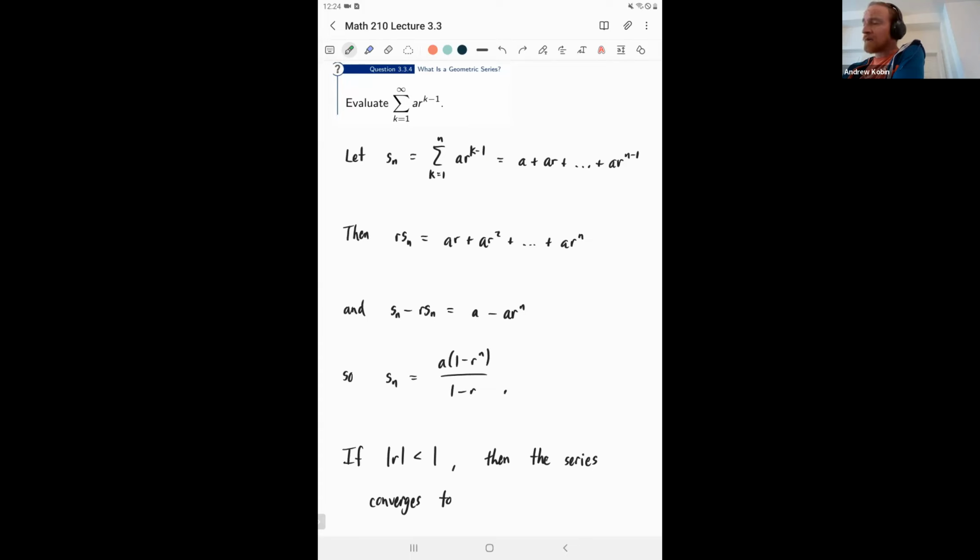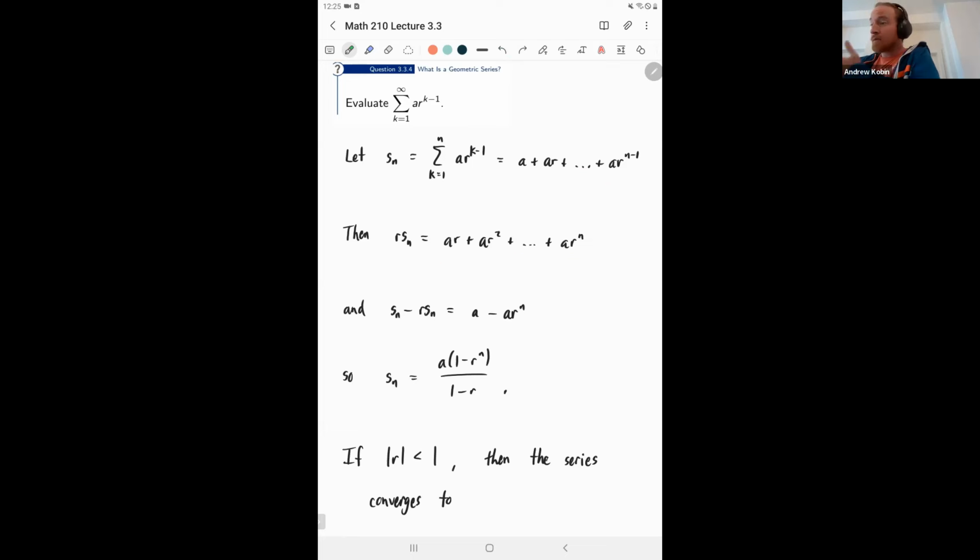It's sort of what we did in the previous example with 1/3, but it was maybe a little disguised in that case. So here what we're going to do is multiply the entire partial sum through by r and see what happens. Well, if I multiply every term by an additional r, we'll get ar plus ar squared all the way up to ar to the n. And if you compare these two expressions, you'll notice that most of the terms they have in common.